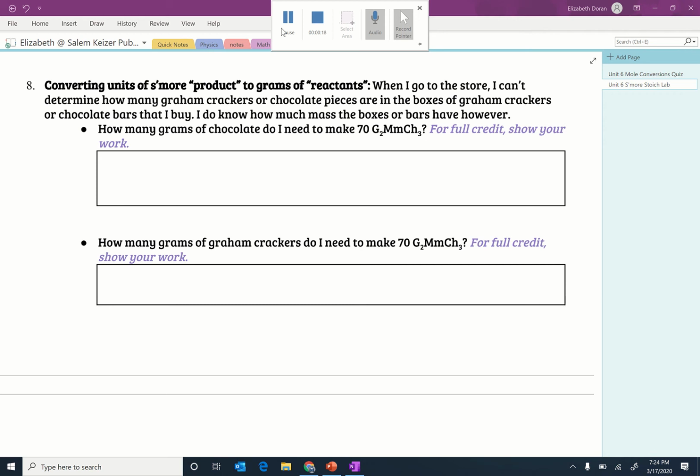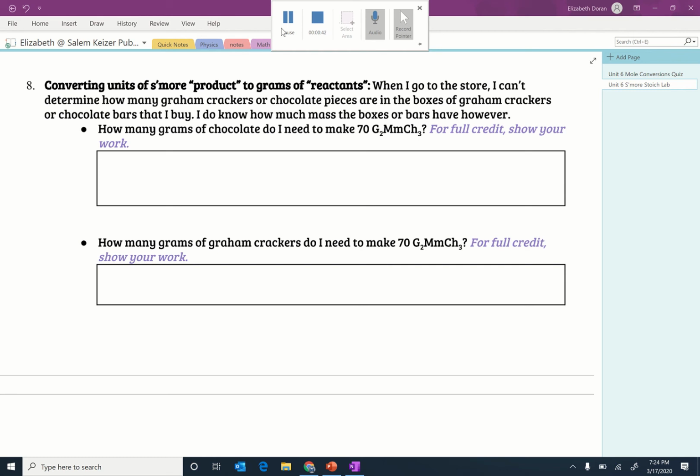So you could just figure out, okay, I know I'm going to make 70 s'mores, and I need 3 chocolates per every 1 s'more. So I need 210 chocolates and multiply that by the mass of 1 chocolate, which is essentially what we're going to do, but I'm going to lay it out like we're going to be doing stoichiometry so that you can see kind of the method we're going to use.